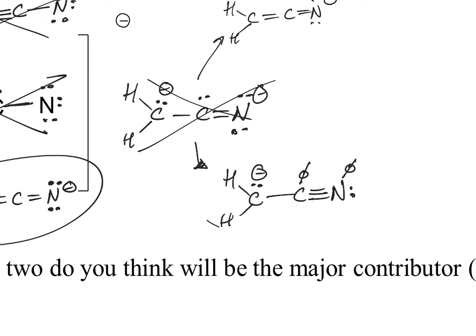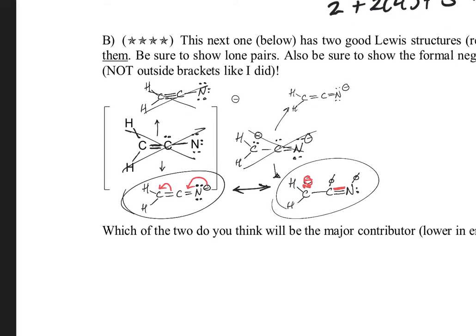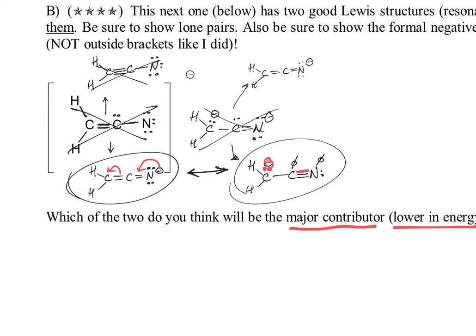So we only can possibly get 2 valid Lewis structures. And again, I could make the triple bond here, pushing those up there to create that negative and that bond there. And those are the 2 valid Lewis structures. Which of the 2 do you think will be the major contributor? Well, first of all, the major contributor is always going to be the more stable one, so therefore lower in energy. All right, and then why?